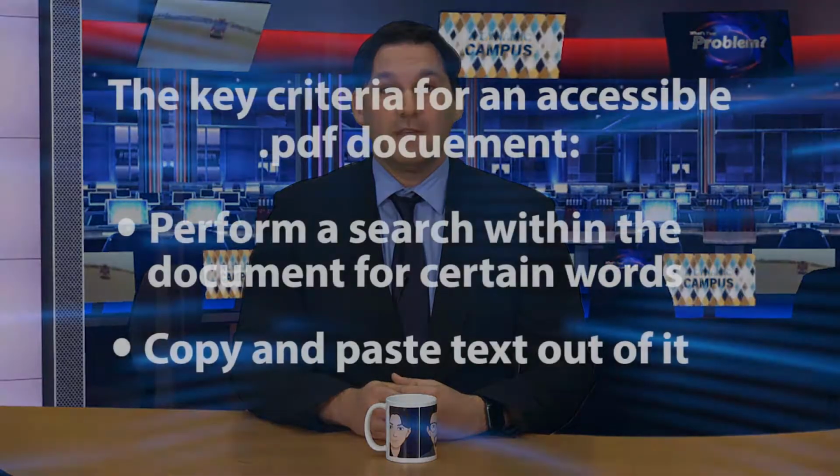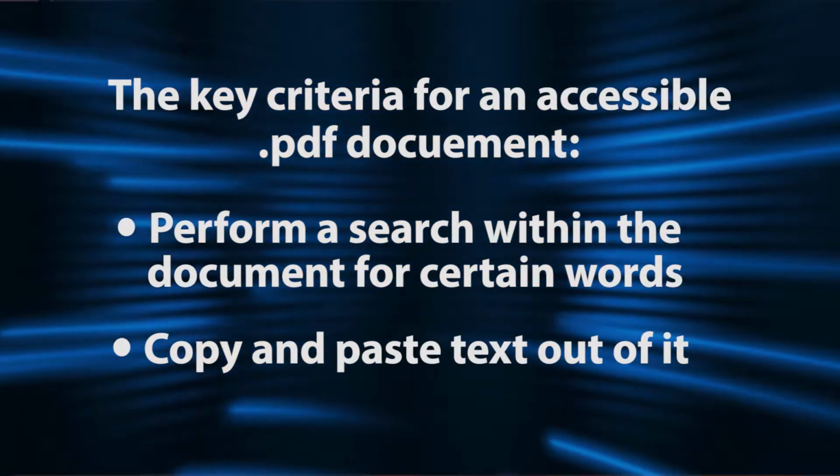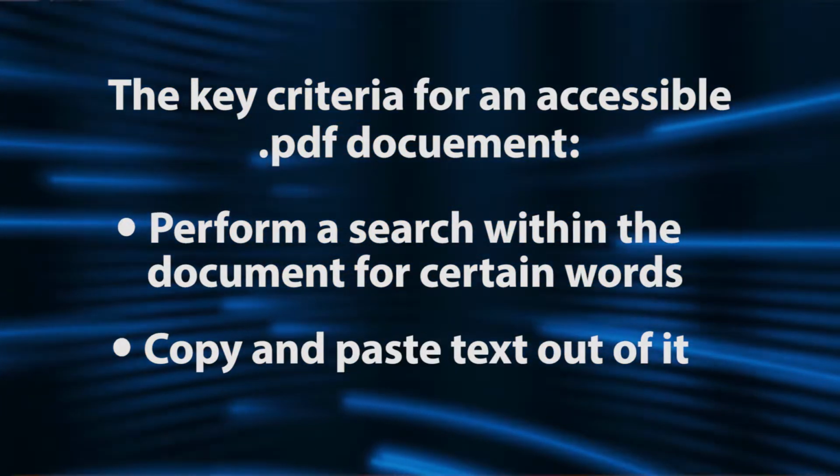The key criteria for an accessible PDF document are that you can perform a search within the document for certain words, and you can copy and paste text out of it. If you can do those things, then you probably have an accessible document. An additional rule of thumb is that if you have the option between a PDF and an HTML version of something, always go with the web version over the PDF. Wow, now that is some information to bookmark, Jason.